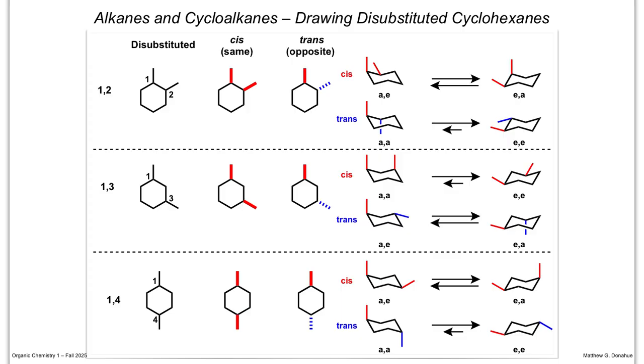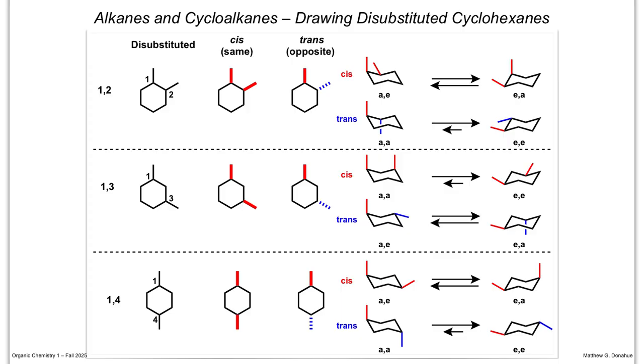Again, your model kits will help if you have trouble either converting from the flat to the chair or doing those flips. They'll help you figure out where things end up. When you do the chair flips, though, you want to make sure that you're doing a proper chair flip, in that, in your left hand, you have one carbon, and then in your right hand 4 carbons away, so that you do that flip correctly.